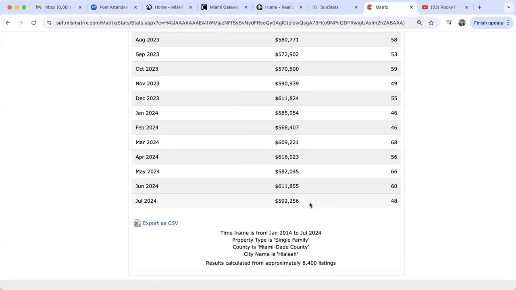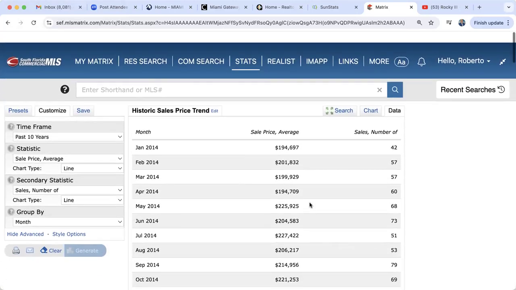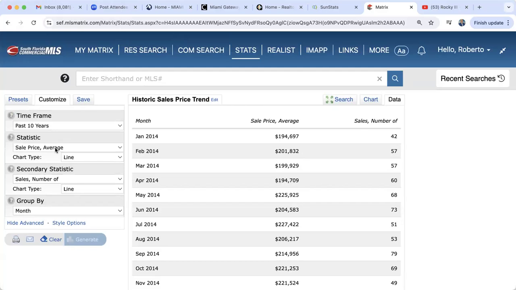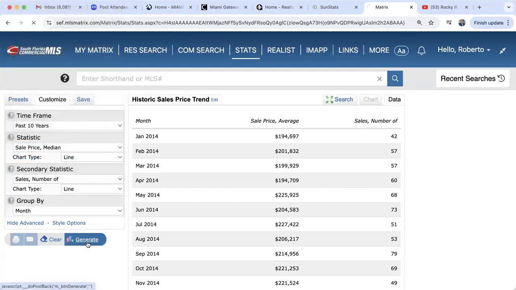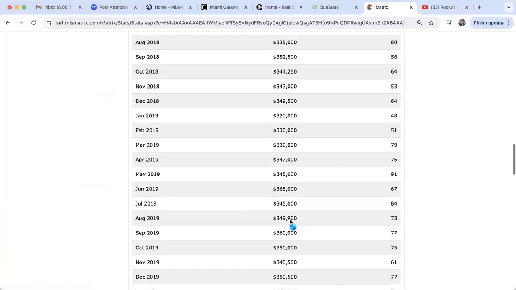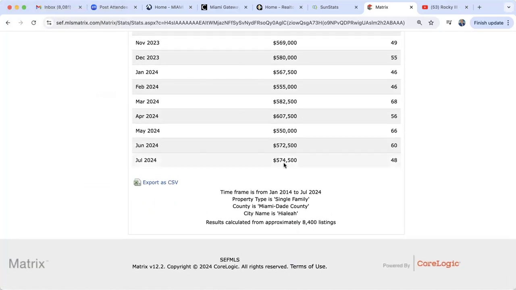$592,000. Okay. I'm going to go ahead and show you the difference. Go here and switch it back to sales price median. Click on generate. So the median price is slightly lower than that at $574,500. All right. So you can pretty much expect that in Hialeah, the average price and median price for a home are in the upper $500,000 range.